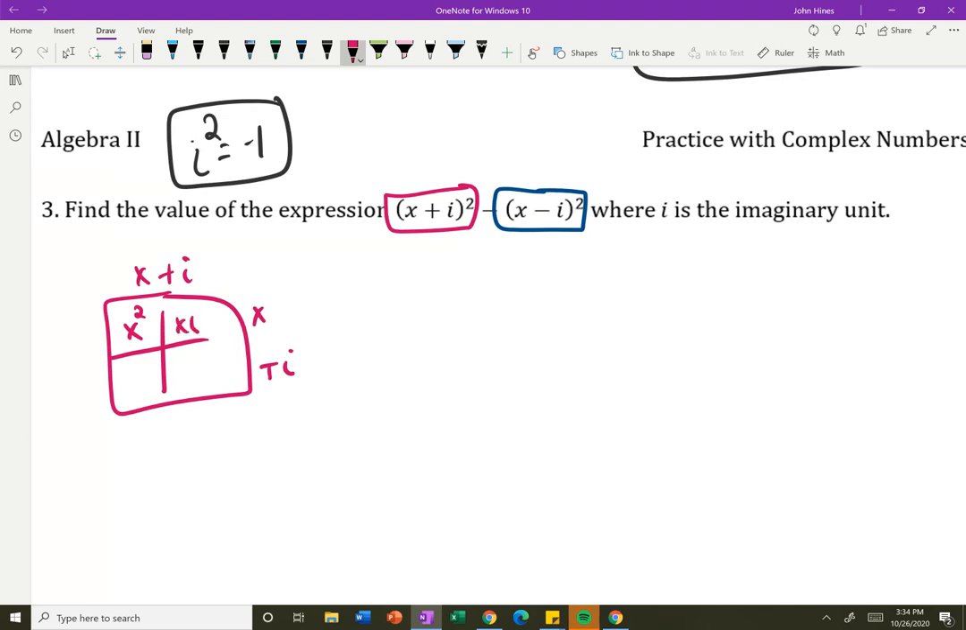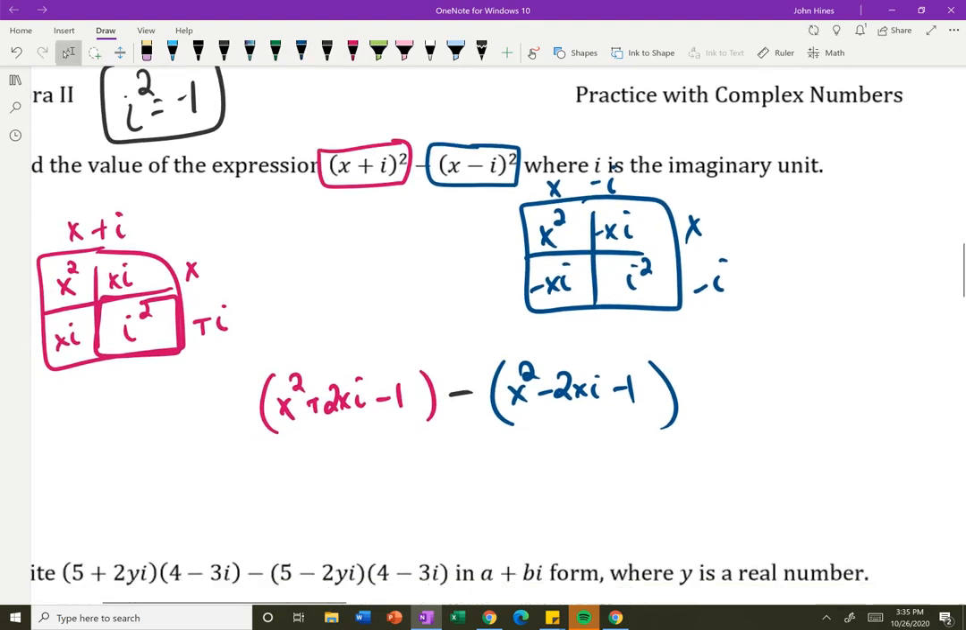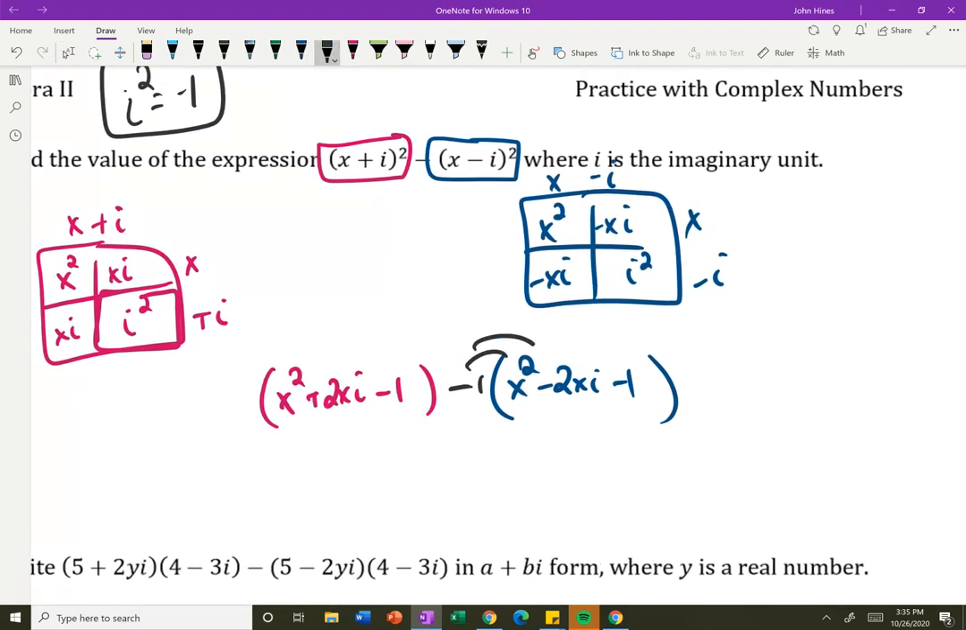x squared, xi, i squared. So this first box really comes out to be x squared plus 2xi, right? I have 2 of them. What's really i squared is really a negative 1. Minus whatever comes out from this blue box now. So now I'm going to make a blue box, x minus i, x minus i. x squared, negative xi, negative xi. Negative times a negative is positive, so positive i squared. So x squared minus 2xi, i squared is really negative 1.